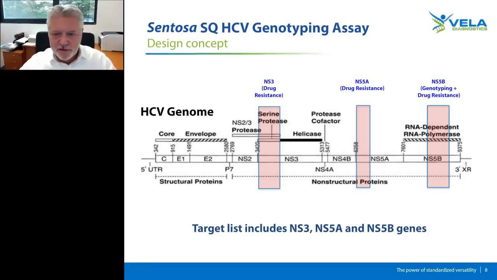We are using NS5B for genotyping because it has been shown convincingly in the literature that this has several advantages over the usually used 5' UTR region, which has traditionally been used for HCV genotyping based on line probe assays. We're not using this region anymore for several reasons. One reason, which has come up only recently, is HCV recombinant viruses.